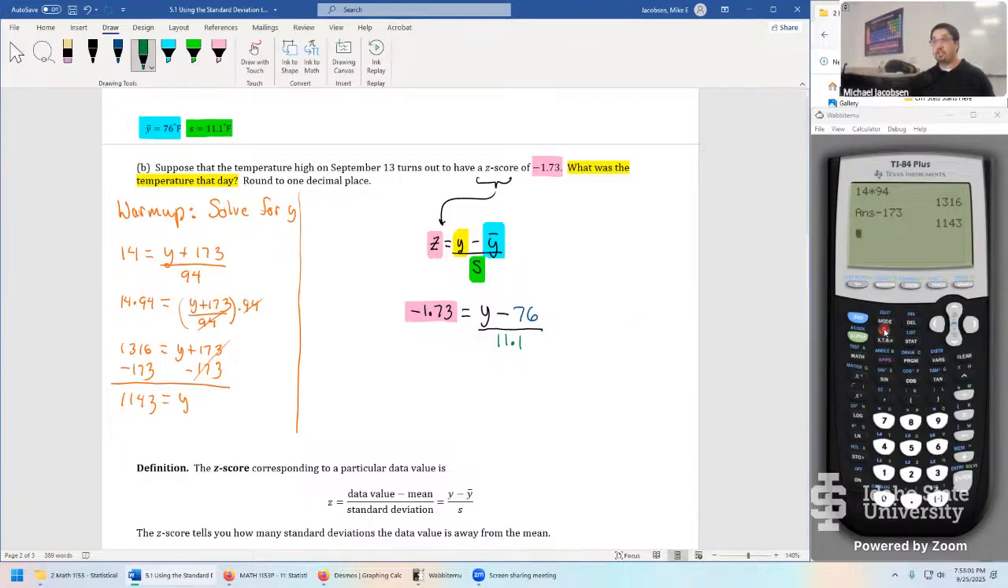First, let's replicate the calculator strategy. It's really just 2 things. You take the number on the left, negative 1.73, immediately multiply by whatever's in the denominator, so times 11.1. You get the new number out, negative 19.203. Then you take the opposite of what's here, we would be adding 76. So plus 76, and that would be our answer to the problem. So just those 2 calculator operations.